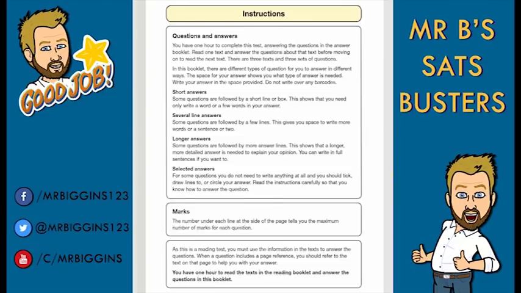Now, in bold there it says you have 1 hour to read the texts in the reading booklet and answer the questions in the booklet. So you have an hour to read and to answer the questions. I wouldn't immediately open the book, read all the way through the text and then answer the questions, because by the time you get to the last part, you're probably going to have forgotten the first questions, you're going to need to read it again, and you're wasting your own time.